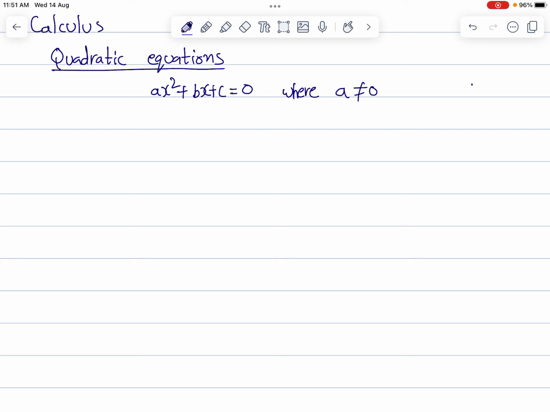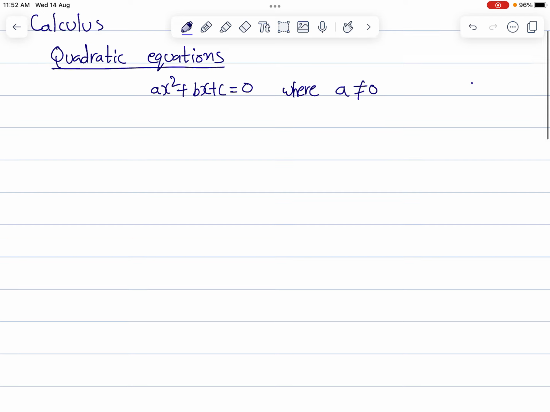If a equal to 0, then we will have just bx plus c, which becomes a linear equation. It does not become a quadratic equation. That is why the condition a is not equal to 0 is required for it to be a quadratic equation.